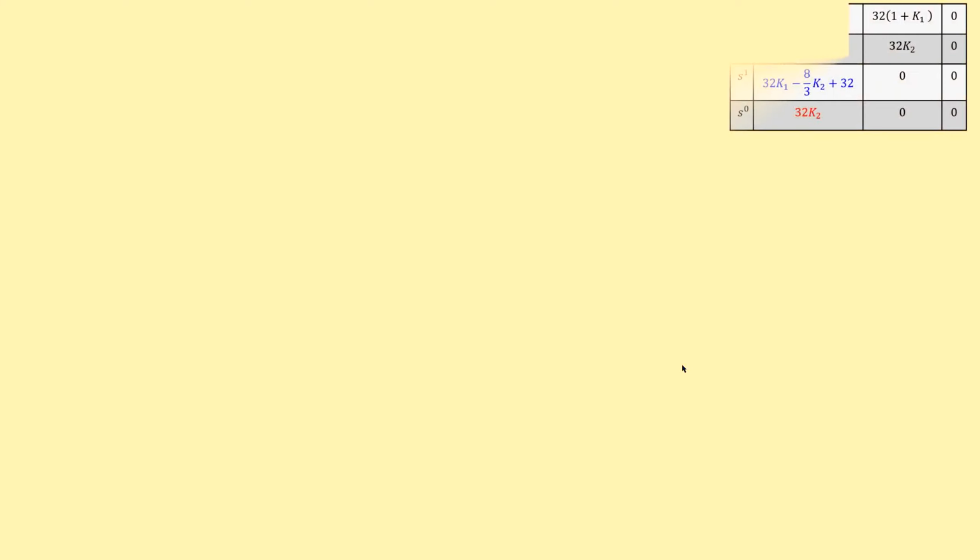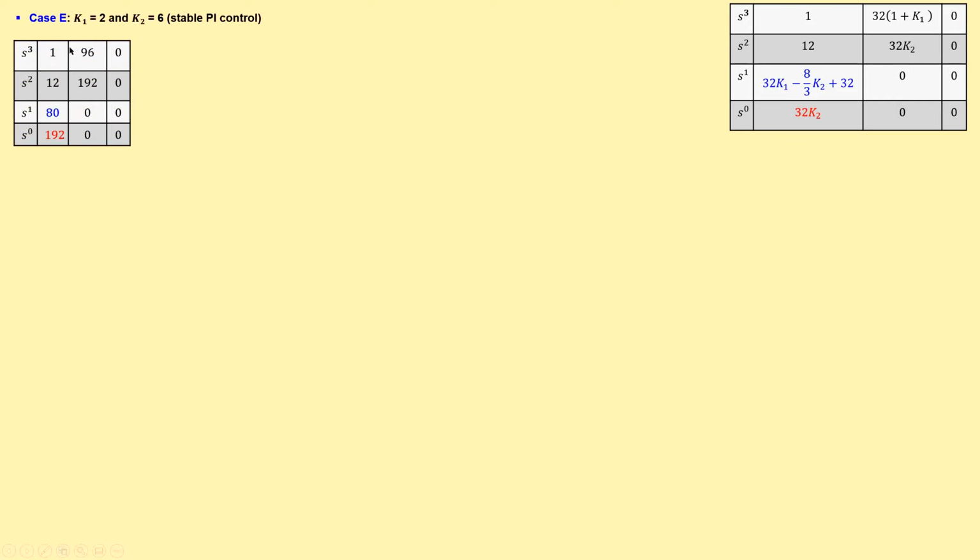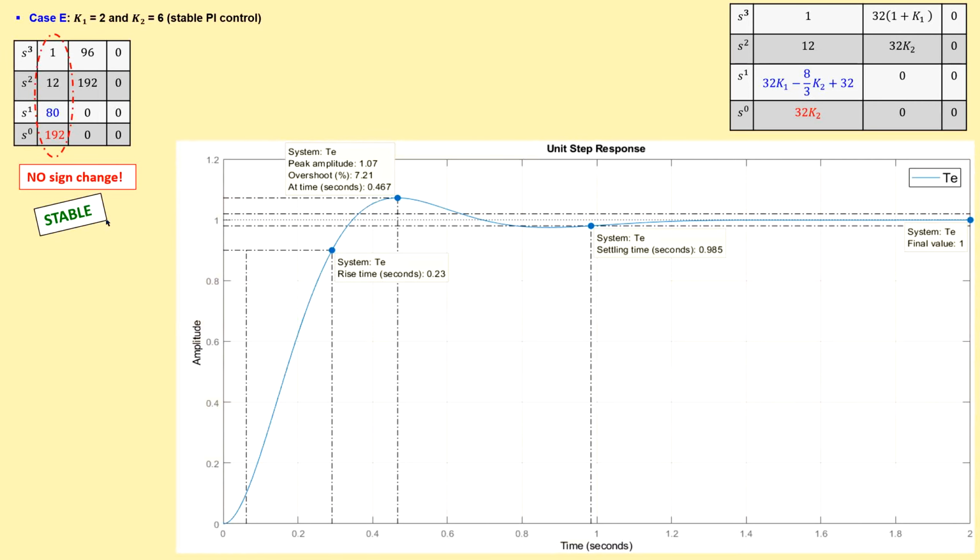So let's look at the final case, case E, where I make K1 is 2 and K2 is 6, and it is now stable PI control. Now if I substitute values in here for these two conditions, I have the following table. Again, the first column will show us that it is a stable system because we have no sign change. Again, stable system, I can already say that. If I look at the step response, I can see the following.